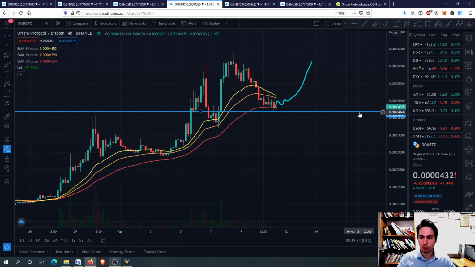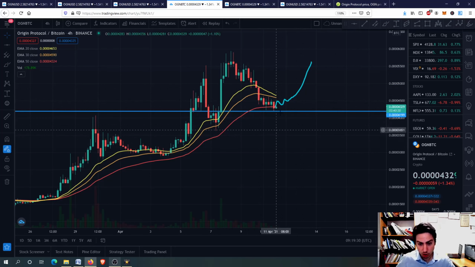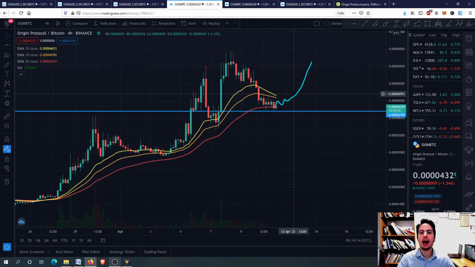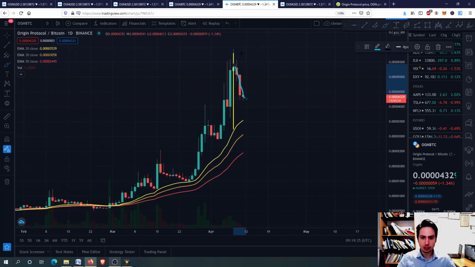That's why those 0.000 values are the current price divided by Bitcoin, okay? So right now, what we want to see is fueling up, then going upwards again. So this is Origin protocol against Bitcoin in the daily frame.